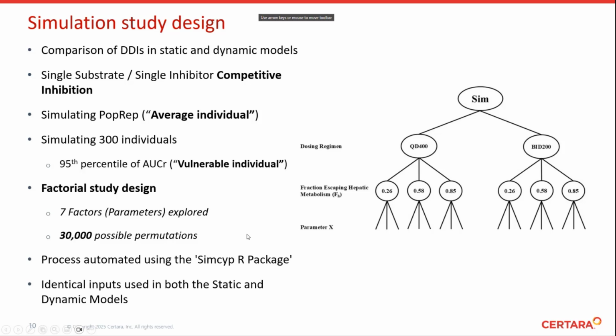And obviously, this would have taken a very long time to do by hand. So we used the Simcyp R package to automate the process. So the changing of the parameter values within Simcyp, running of simulations, input values to static models, and the comparison of the dynamic and static models pretty much was all automated. And just to mention that the majority of our simulations were run with PopRep to simulate the average individual, but we also ran simulations with a population of 300 individuals and then taken the 95th percentile AUC ratio from the population to mimic a vulnerable individual, and then compared these results to the static model.